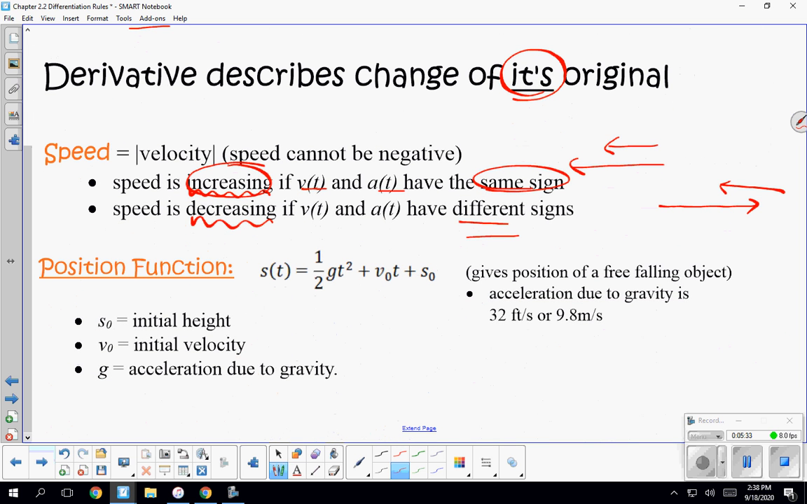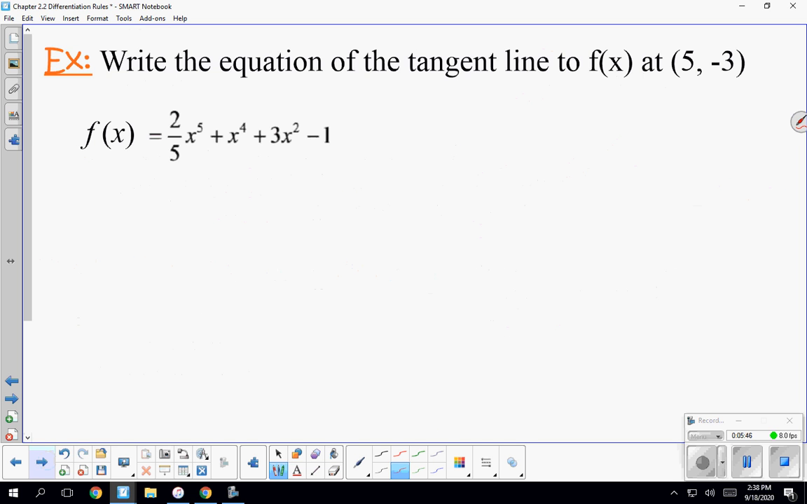Our position function looks like this. You've seen this all throughout middle school and high school. This is our initial velocity. This is our initial height. We do use 32 feet per second squared for acceleration due to gravity, or 9.8 meters per second squared.